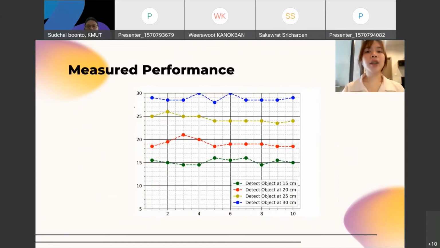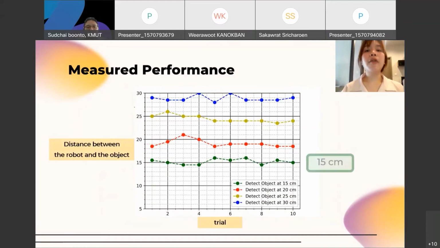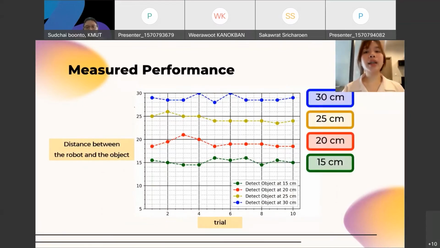This graph shows the distance between the object and the robot for each travel. The green line shows the distance at which the robot detected the object at 15 centimeters. The red line, yellow line, and blue line represent 20, 25, and 30 centimeters respectively.